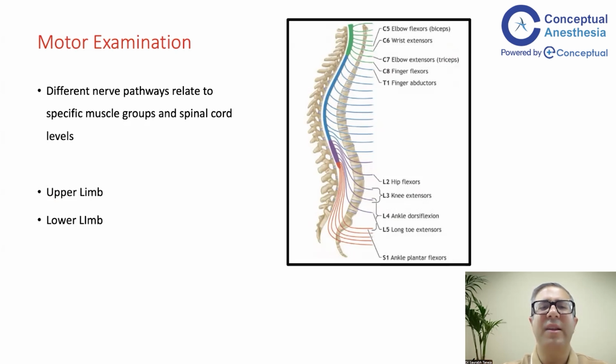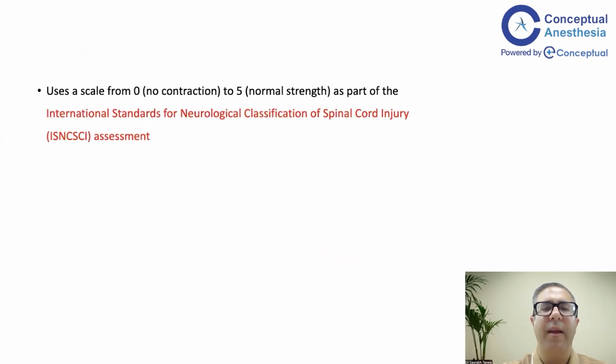So if you paste a small picture in your room and you read about the dermatomes and the flexors and the extensors, probably in a week or 10 days, you'll be remembering them by heart. Now, how do you check them? We use a scale from 0, which is no contraction of the muscles, to 5, which is normal strength, as a part of the International Standards for Neurological Classification of Spinal Cord Injury assessment. So this is the international classification which is commonly used in most trauma centers.